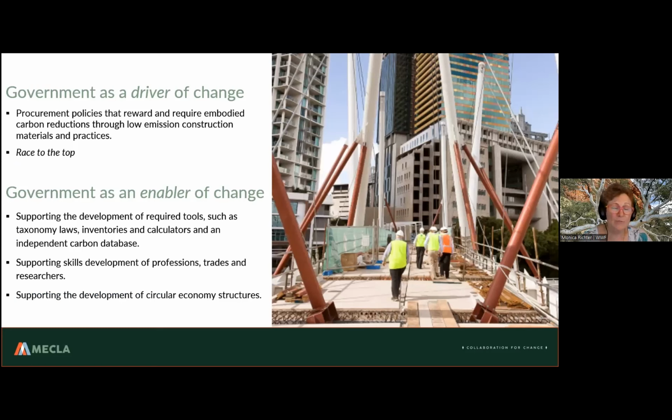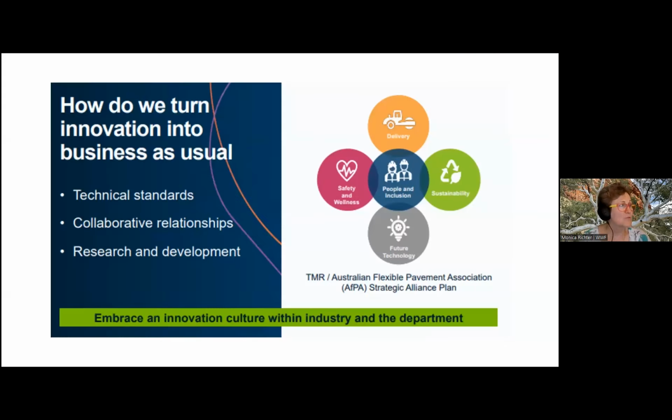And finally, government is a deep and wide enabler here to drive change, both through policy, but also through procurement practices. And you need to be able to take some risks, share those risks, and enable that cross-collaboration with industry and government to drive the decarbonisation forward. This is from Queensland Transport and Main Roads, turning innovation into business as usual, and that's what we really need to be driving to achieve any major change.